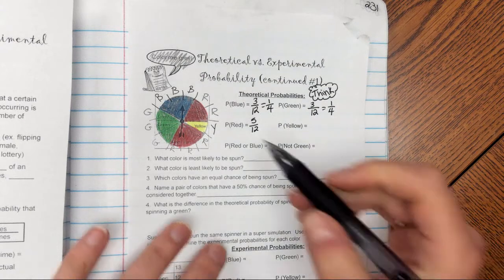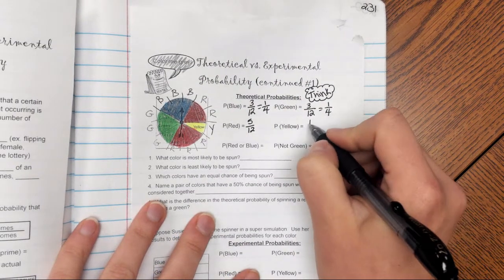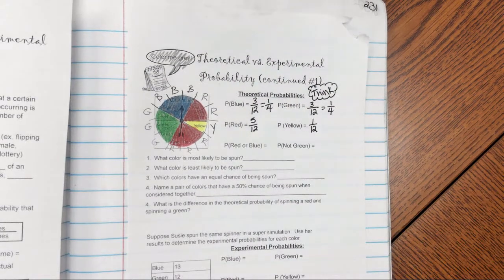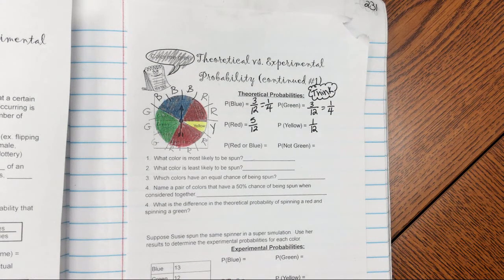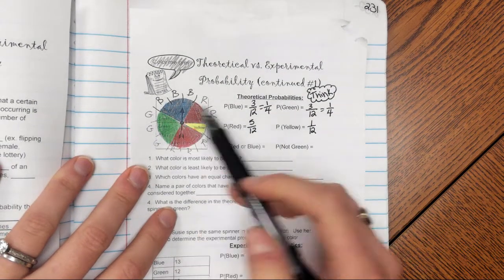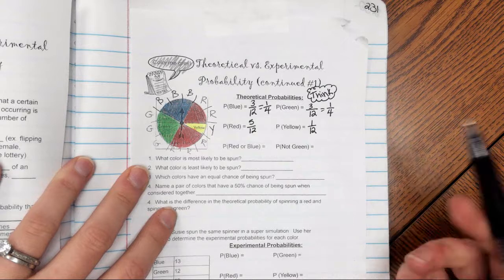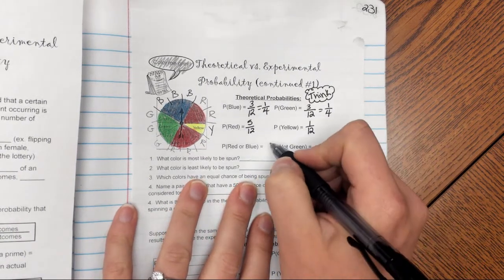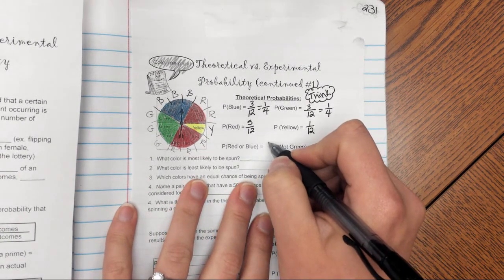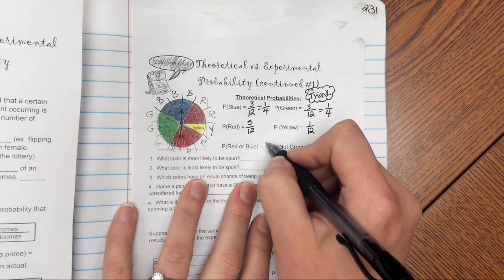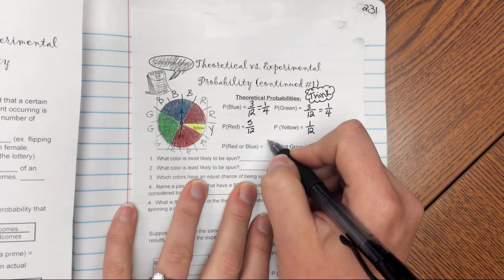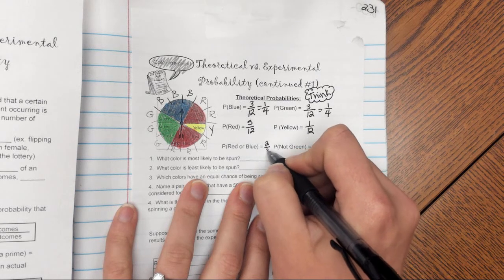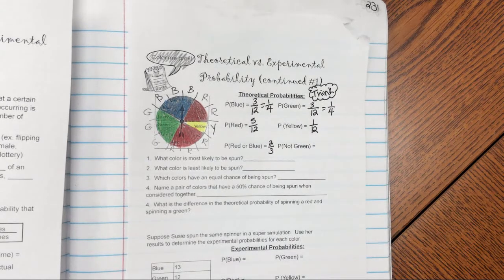Probability of spinning a yellow, I have 1 yellow section out of 12. Probability of getting a red or a blue, so I have to consider red and blue together. I have 3 blue sections and 5 red sections for a total of 8 out of 12 sections. And if I reduce 8 out of 12, I should get 2/3. So I have 8 out of 12 sections that are either red or blue, and that simplifies down to 2/3.